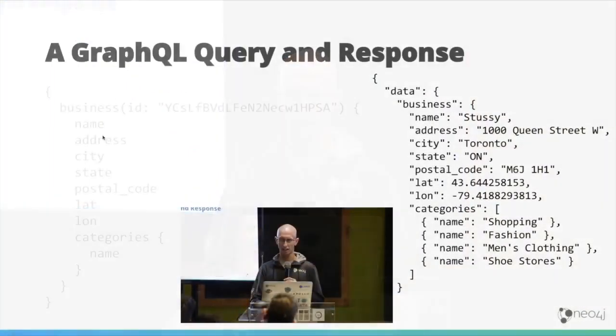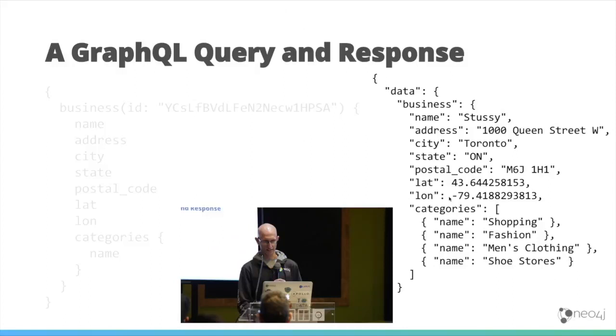And this is what a response would look like. So again, you see we've got our data on the top level. And then since we said I want to get businesses, we get our business here. And then we get name, address, city, state, postal code, and so on. So that's our intro to GraphQL.